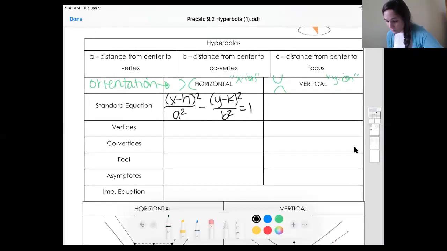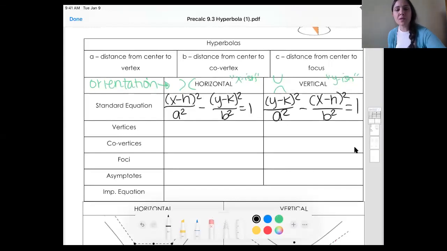All right, then we have a vertical hyperbola that is y-ish. So if in the x-ish, x came first, what do you think comes first in the y-ish? Y. So (y minus k) squared over a squared minus (x, whoops, I didn't write x, I wrote h. Bloop, I love my Apple Pencil) x minus h squared over b squared all equals 1. Okay, so like I said, in this vertical, y comes first.